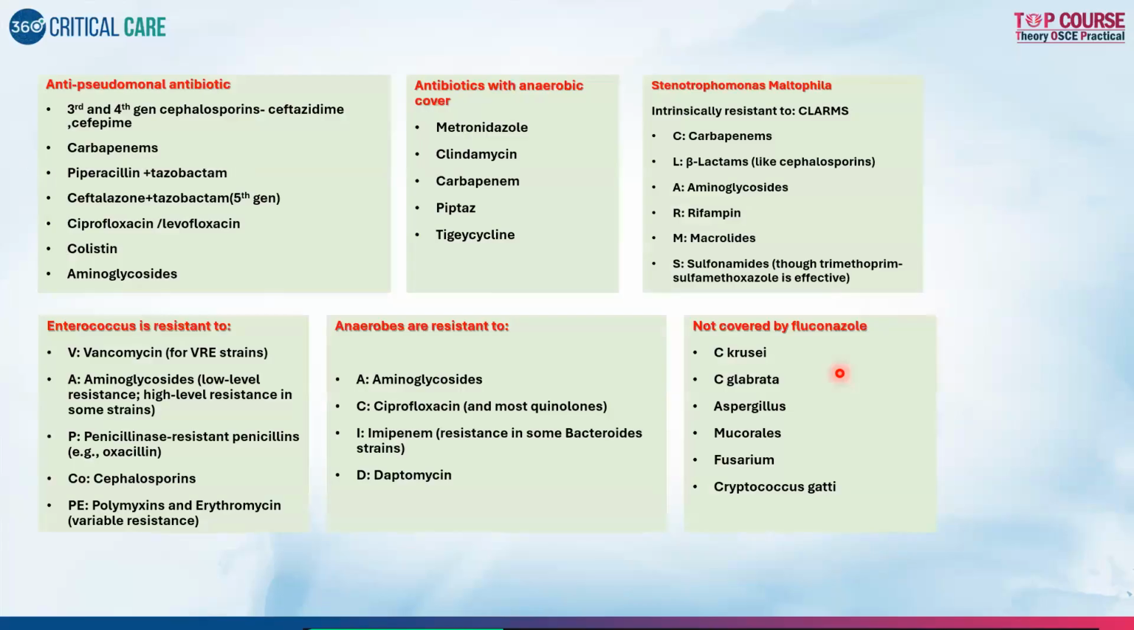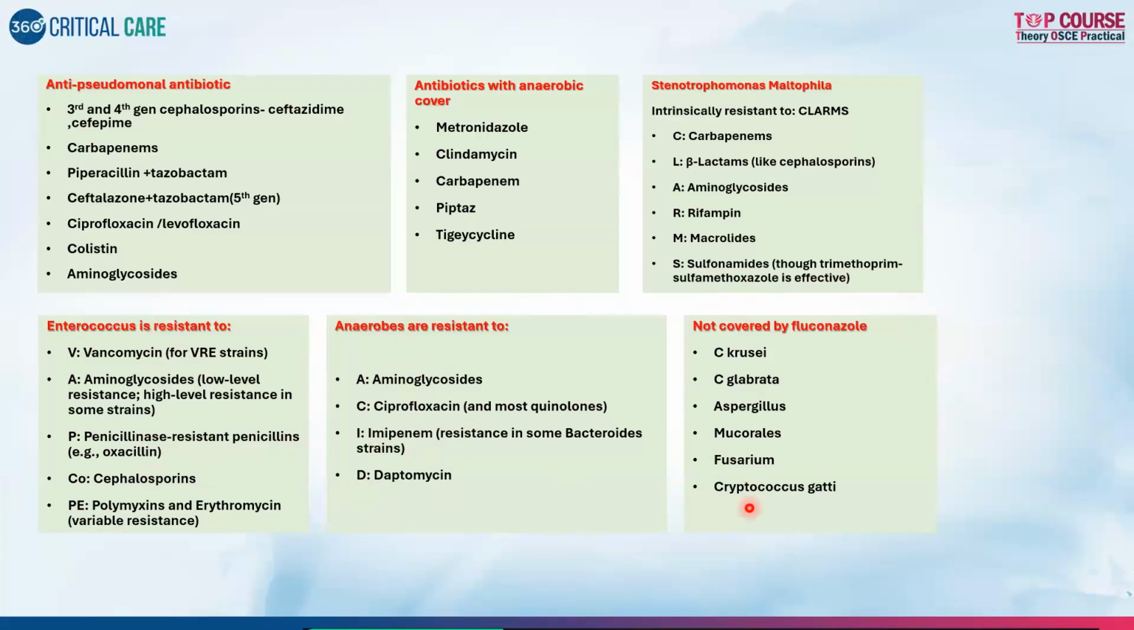Okay. This slide I have included because even though you might not be asked directly, after being given a particular drug, these questions might be important. Name some anti-pseudomonal antibiotics, name some antibiotics with anaerobic cover, name some antibiotics which are intrinsically resistant to Stenotrophomonas maltophilia, enterococcus resistant to which antibiotics, you can say VAPCOPE. So this is the mnemonic for it. Anaerobes are resistant to which antibiotic? That is acid, aminoglycoside, ciprofloxacin, imipenem, and daptomycin, and not covered by fluconazole.